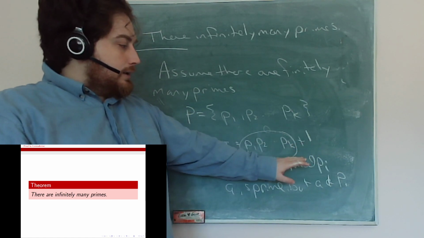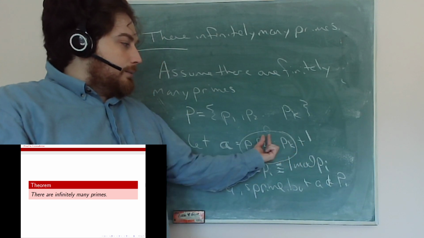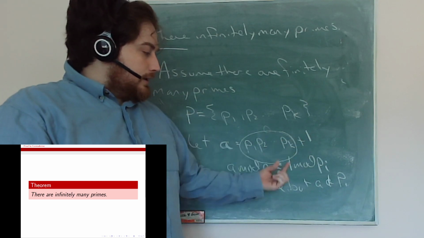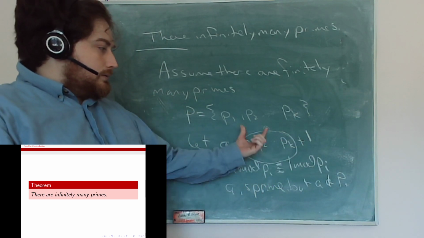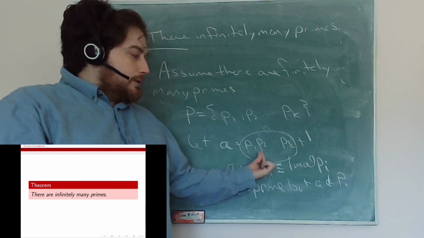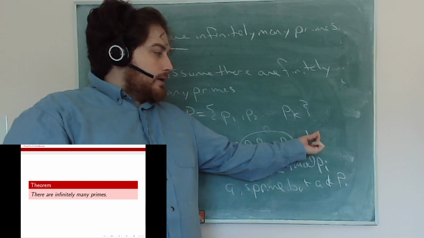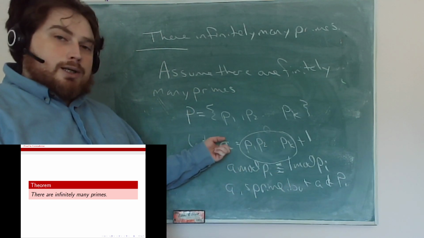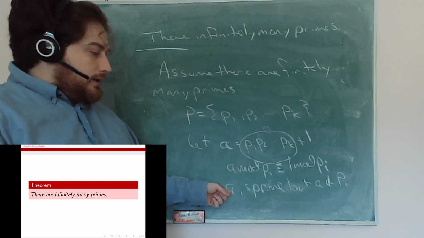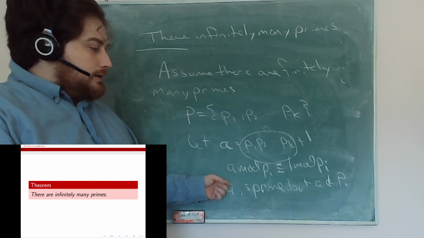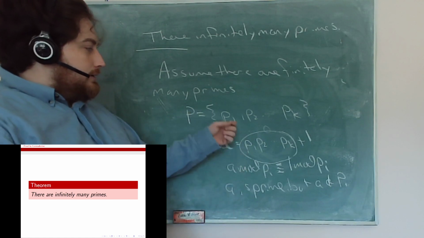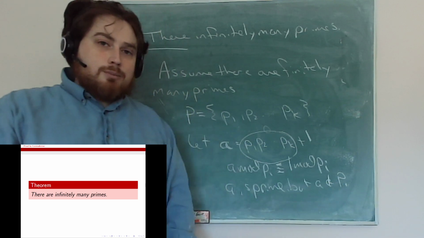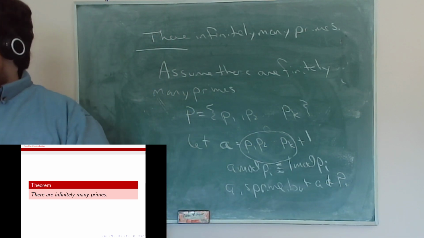Since that would imply that this is congruent to 1 mod all of my primes, and all of my primes are greater than or equal to 2, 1 is not congruent to 0. So I took a number divisible by all of the primes, I added 1, and I ended up with a number which is not divisible by any prime. Therefore, if it's not divisible by any prime, that implies that A is prime. Since A is prime and it's not an element of the prime numbers, it is both prime and not prime, and that's my contradiction.